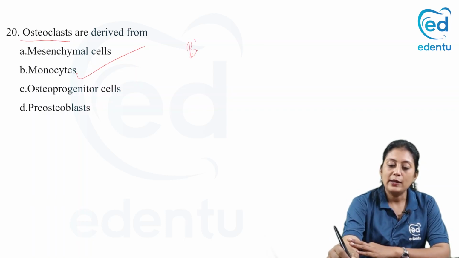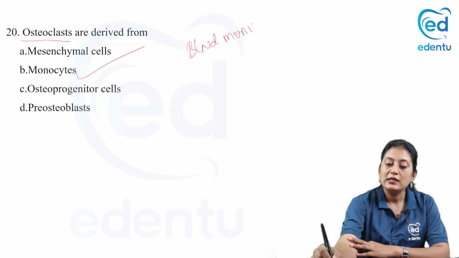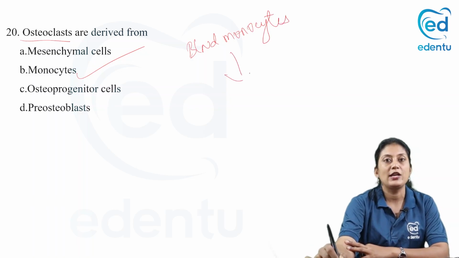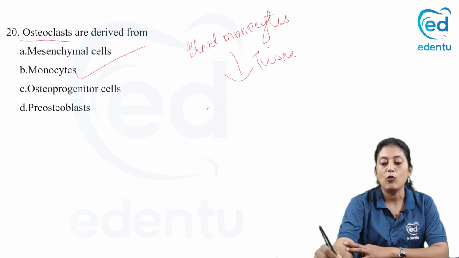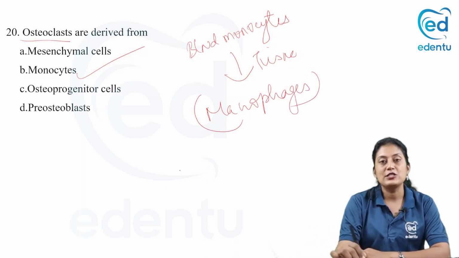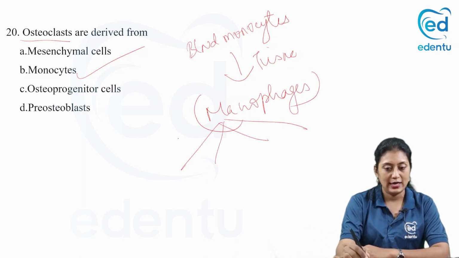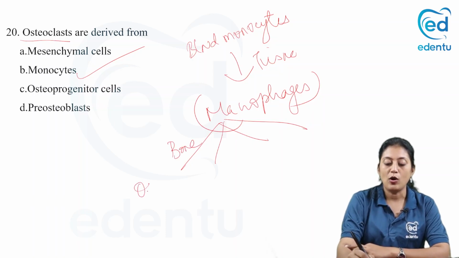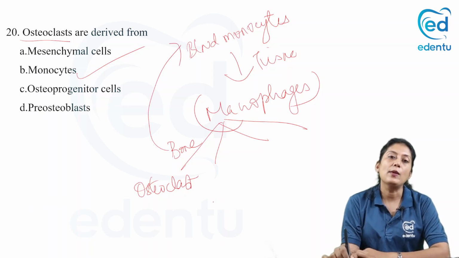In the circulating blood, you have the monocytes. These monocytes will leave the circulation, and when they enter the tissue, they are no more called monocytes, but they are called macrophages. These macrophages in different tissues, you have different names. If it is a bone tissue, you call it as osteoclast. So, osteoclast actually arises from a blood monocyte.